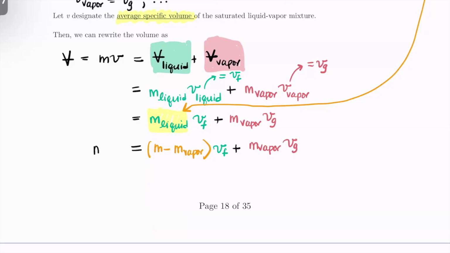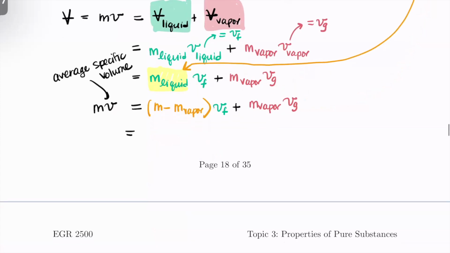All right, and then just to remind you, the left-hand side is M times average specific volume. So this is still our average specific volume. All right, and I am going to do a little bit of algebra. So I am going to divide through by M.